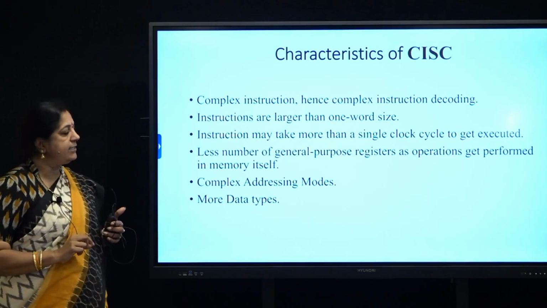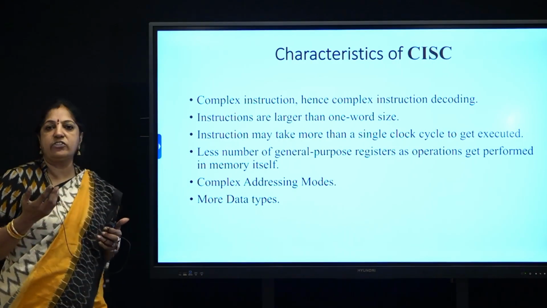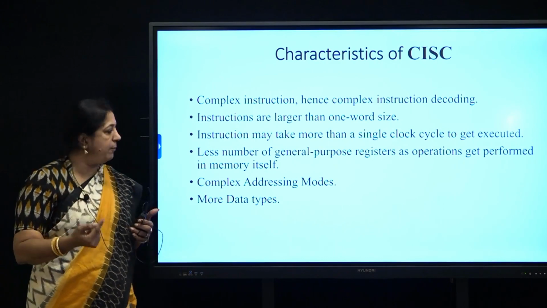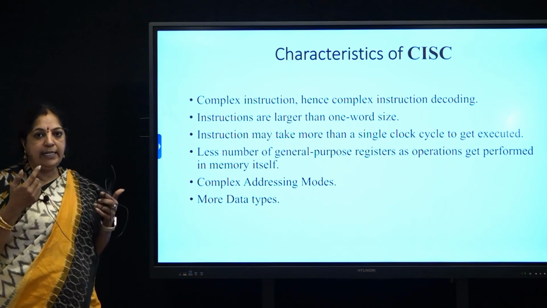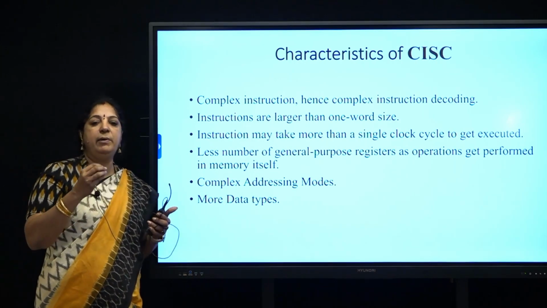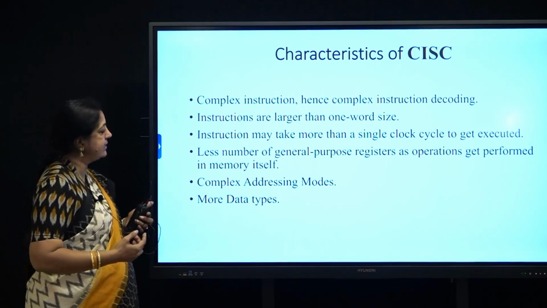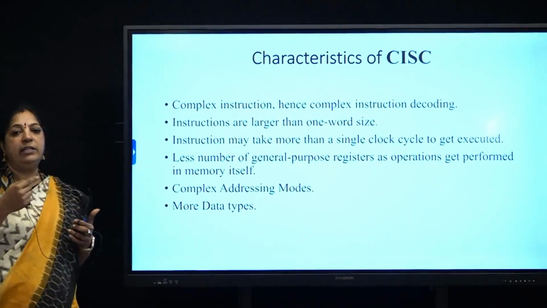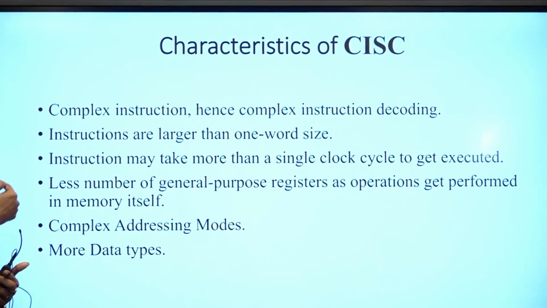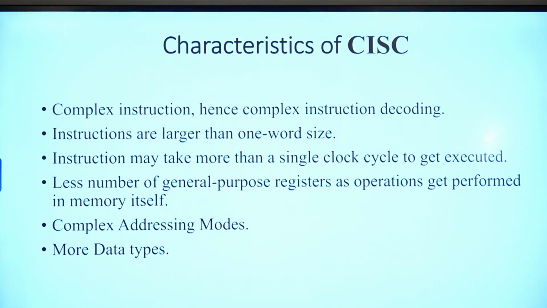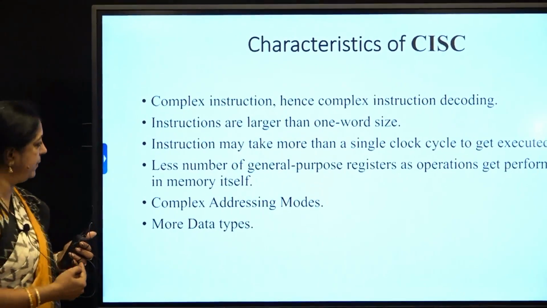Coming to characteristics of CISC. Obviously when the instruction is complex, decoding also becomes complex. Instructions may be larger than one word; depending on the instruction, sometimes we may require more than one word to store it. In CISC, instructions may take more than one cycle. It may not be possible that all the instructions in CISC complete within one clock cycle, whereas in RISC they complete within one clock pulse.